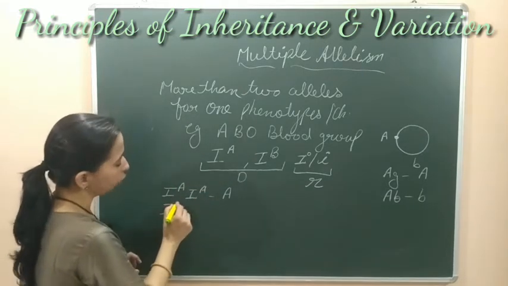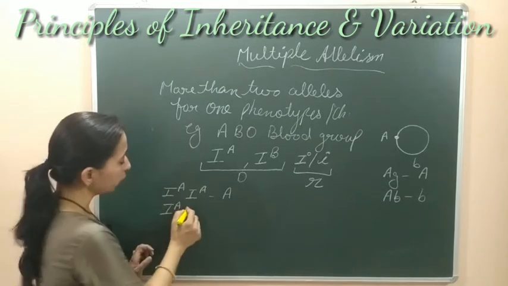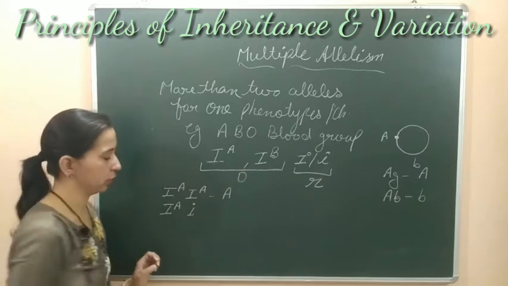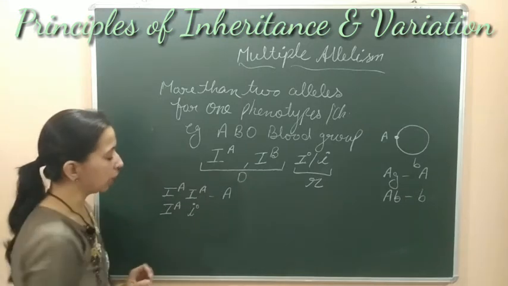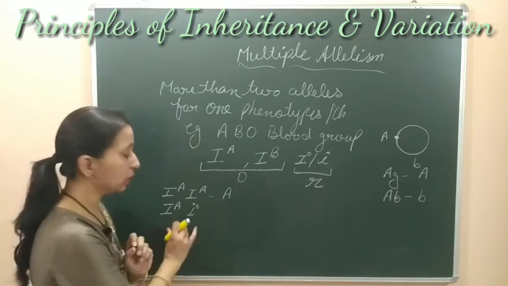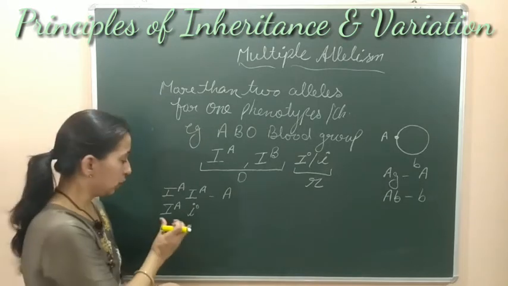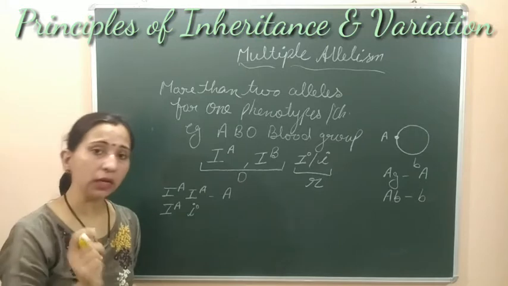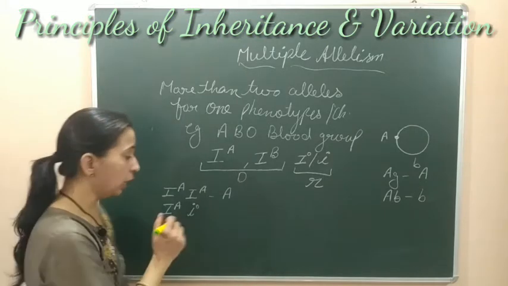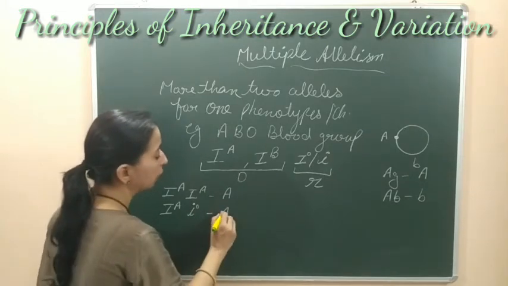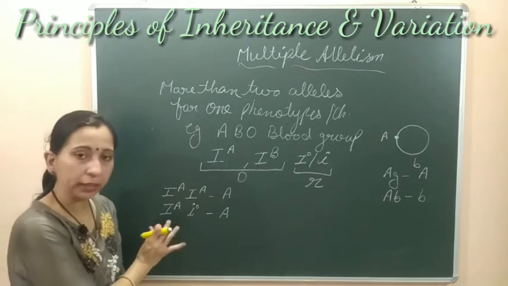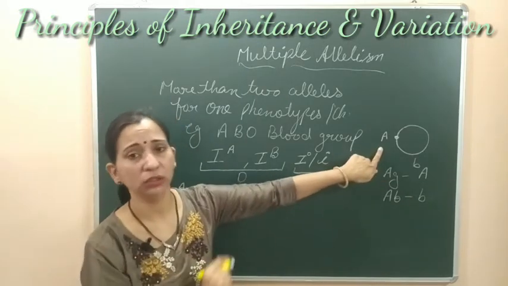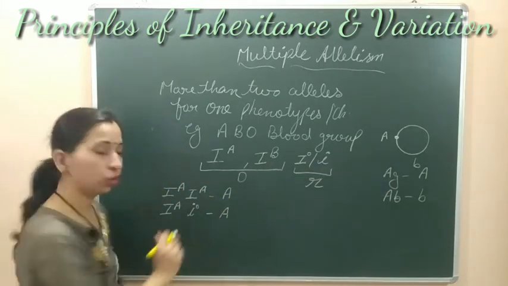Another possible condition is that one is homozygous and another is heterozygous. That will be IA IO. So the second condition we have here is heterozygous, where IA is the dominant allele and IO is the recessive allele. In this condition, again the blood group will be A, because A is a dominant allele and it will show its effect and form the antigen A on the surface of RBCs, and the blood group will be A blood group.